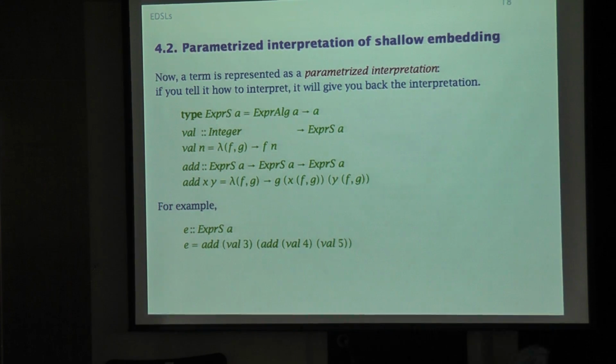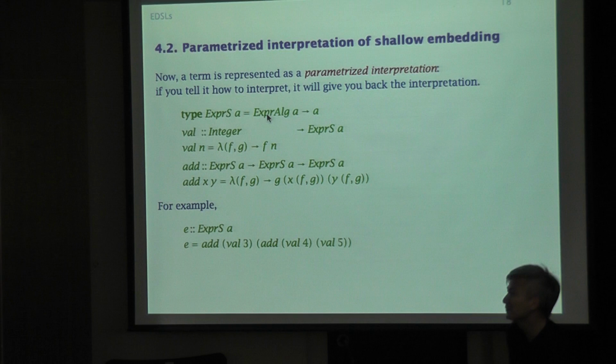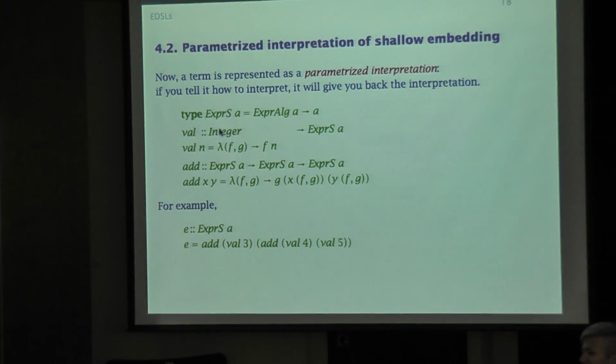But we just play the same trick as before. We follow the same pattern. This is my semantic domain. I need to say how to implement val and how to implement add. Val is supposed to take an integer and produce one of these representations. Add is supposed to take 2 of these representations and produce one of these representations. And this time the representation is a function. So val takes an integer and produces a function, and add takes 2 functions, x and y, and produces a function.